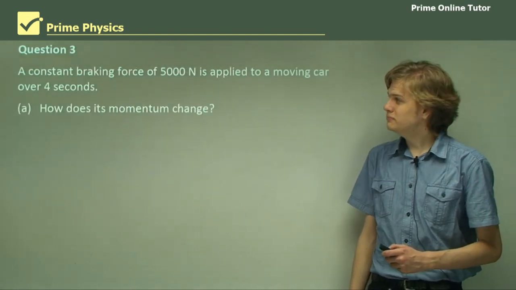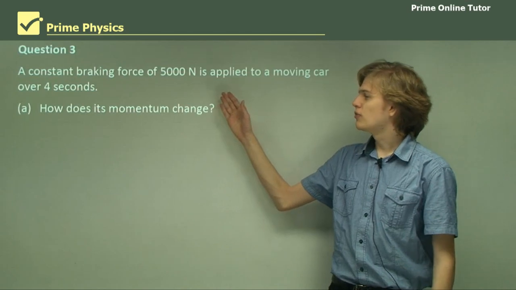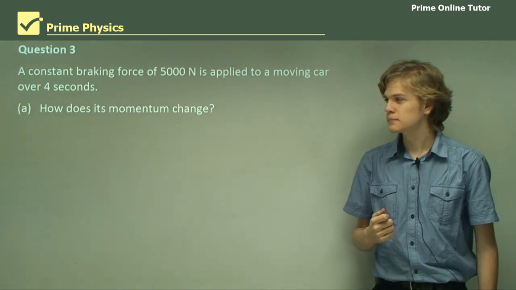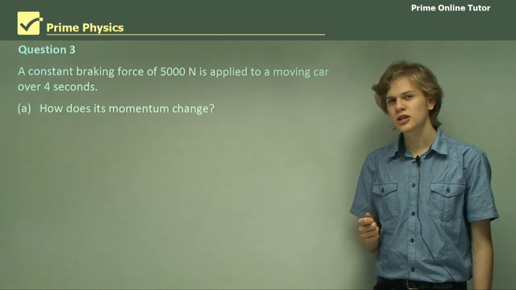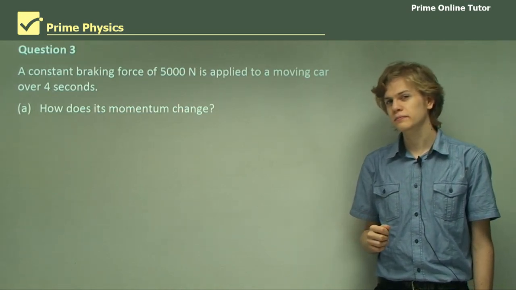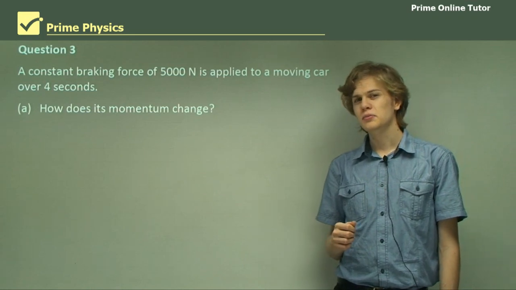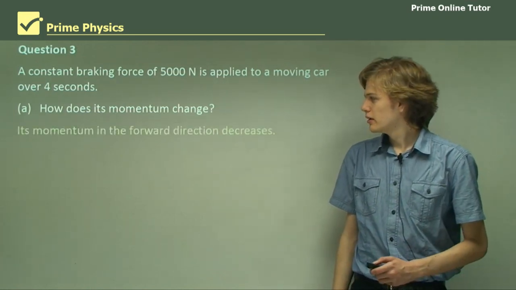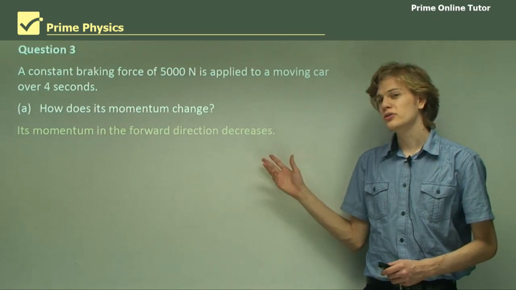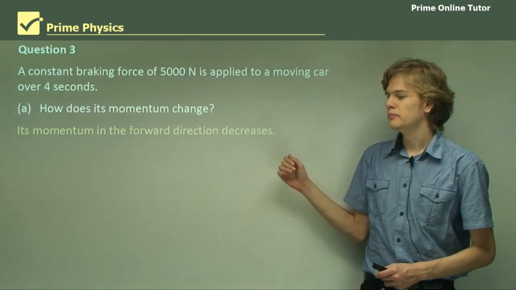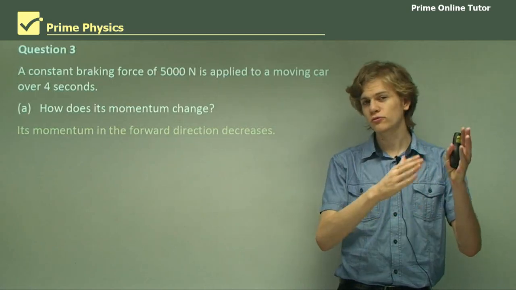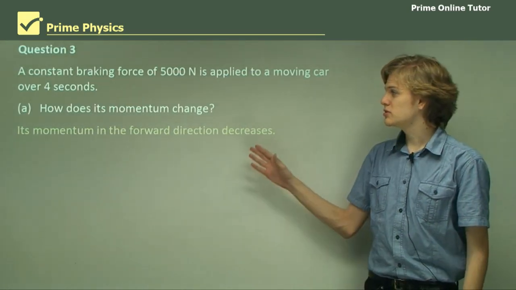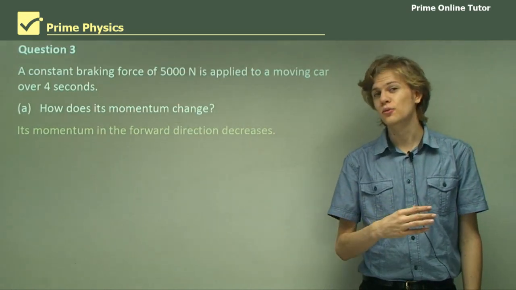Question 3. A constant braking force of 5,000 newtons is applied to a moving car over 4 seconds. How does its momentum change during these 4 seconds? Can you remember your equation for impulse? Its momentum in the forward direction is going to decrease, right? Because it's going from a large amount of forward momentum to a smaller amount of forward momentum. That means the change in momentum is in the backwards direction.